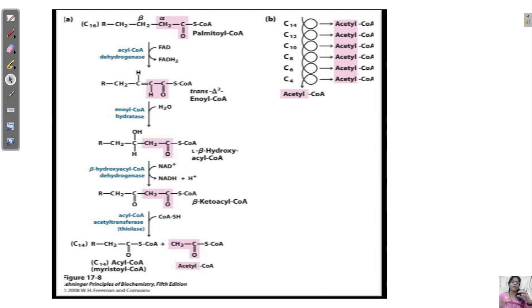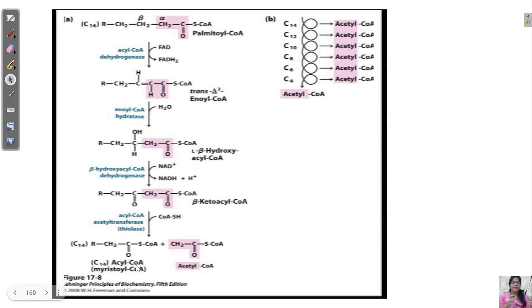Out of the 14 carbon compound, after one round of beta oxidation, you will get a 12 carbon compound with a 2 carbon acetyl CoA. In the same way, if you start with 18 carbon, it produces a 16 carbon and a 2 carbon compound. If you start with 16, it gives a 14 carbon compound, myristoyl CoA, and a 2 carbon compound, acetyl CoA. That is how it goes. And this myristoyl CoA again goes for oxidation, where it starts with 14 and ends with 12. After getting that, the 12 carbon compound would again enter the oxidation pathway and produce a 10 carbon compound.